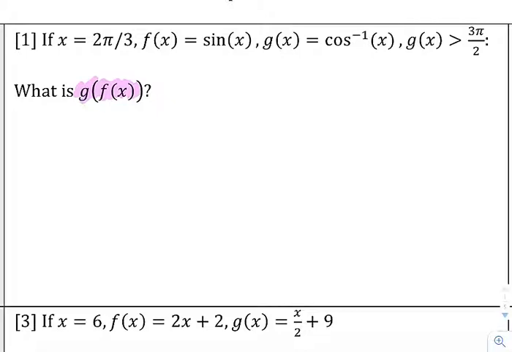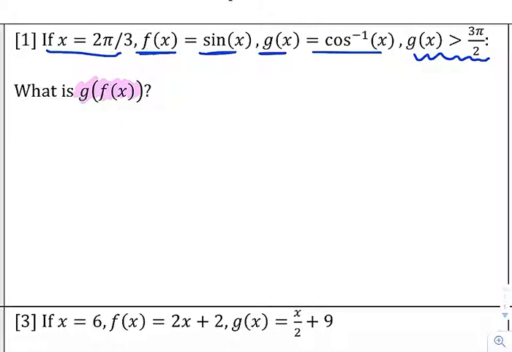Now we're given a ton of information up top, but if you just look at what I'm telling you, it's actually three things. I'm telling you what x value to use, what the f function is going to be, and of course what the g function is going to be. I know there's an extra condition at the end, but that's only going to come into play at the very end, so let's ignore that for now.